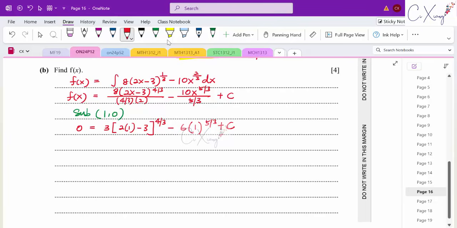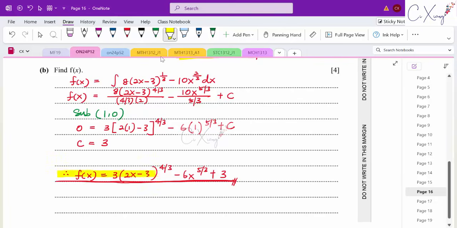Okay, so from here, we try to simplify the c very carefully. By right, if you don't do any careless mistake, your c is equal to 3. And now I prefer to write out the equation again, where you should be having 3 and then (2x minus 3) power 4 over 3, then minus 6x power 5 over 3 and plus c. c is the value of 3. Right, so basically, this is how we get the function f(x).